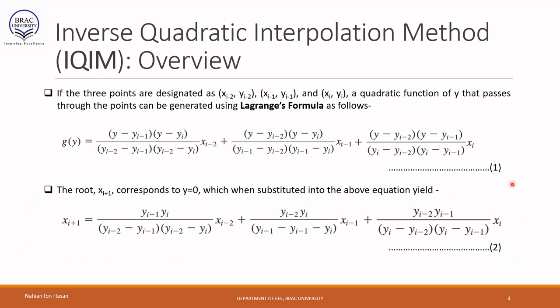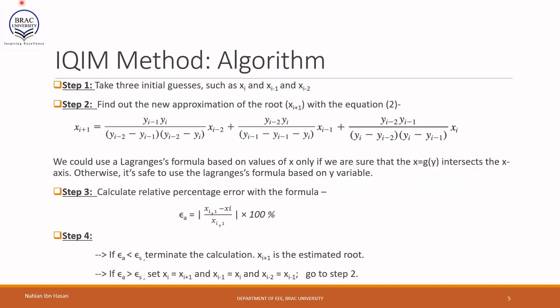So our algorithm is very much straightforward. We are going to initialize with three separate points, that are x_i, x_{i-1} and x_{i-2}. These are the three initial starting points. And then in step 2, we are going to use equation 2 of the previous slide. That means our Lagrange interpolating polynomial, something like this, that we are going to use to find out the approximation of the root. So here x_{i+1} is our approximated root.